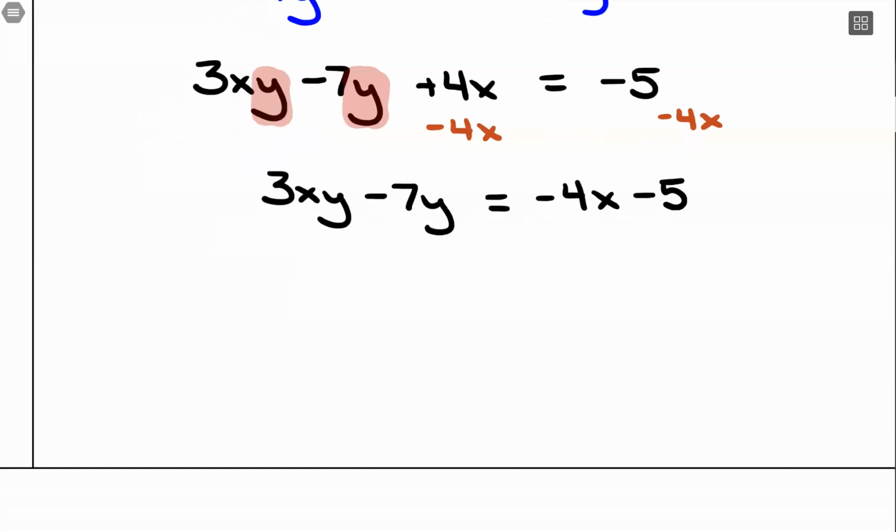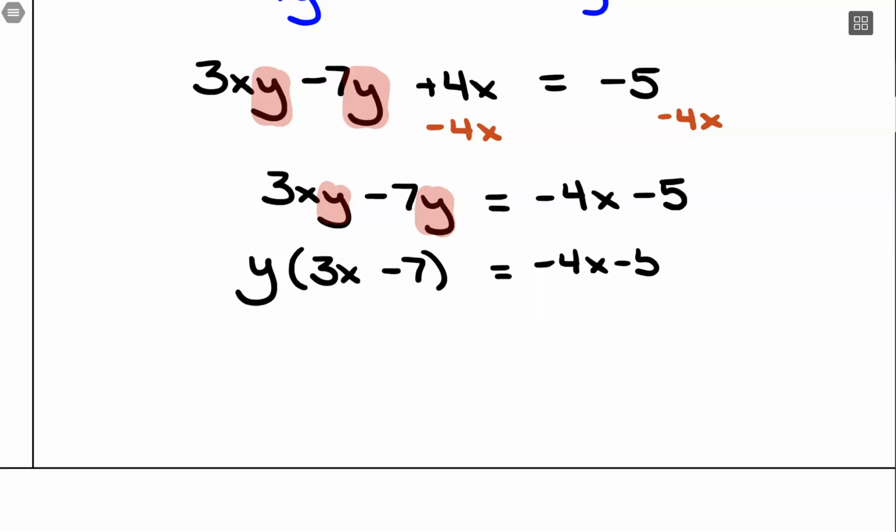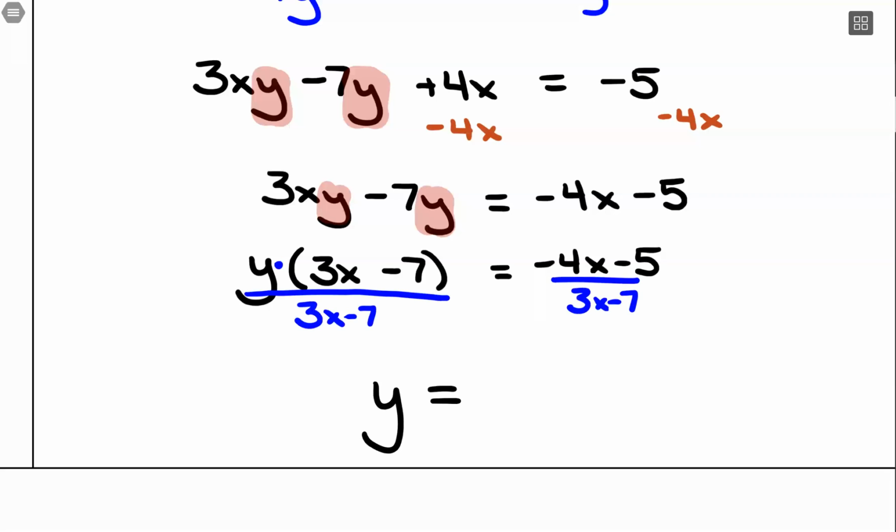All right, so then what I'm going to do is I see y showing up in both spots, but it's hard because they're unlike terms, so I can't combine them. What I can do is factor out y. So I can factor out y, and then that would leave me with 3x minus 7 in parentheses equals negative 4x minus 5. And now I have this multiplication here of y times all that stuff in the parentheses. So what we can do is just divide it away. 3x minus 7, 3x minus 7. So y is equal to, because on the left-hand side there, that 3x minus 7 will completely cancel out. And we'll have negative 4x minus 5 over 3x minus 7.